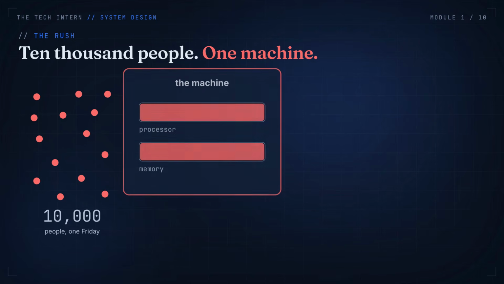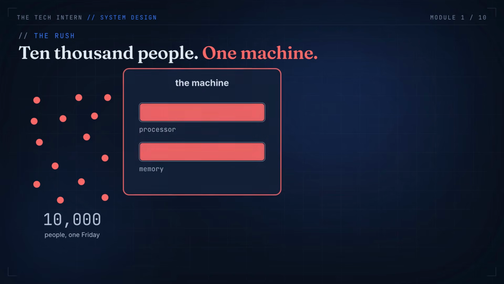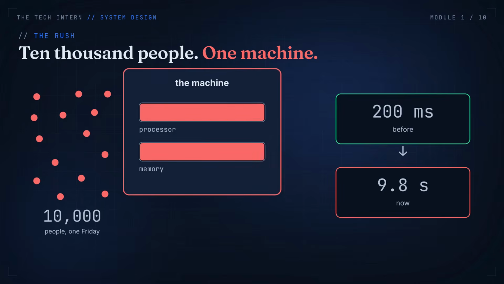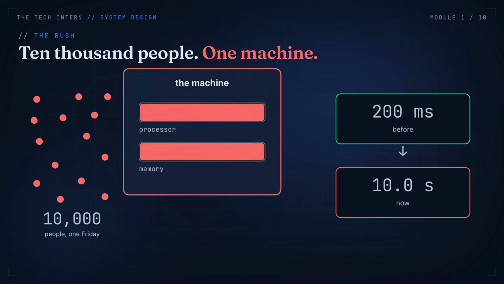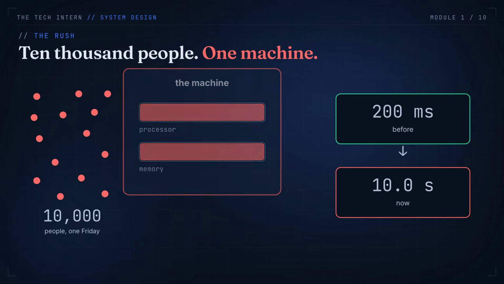And here's what that actually feels like to a user. A page that used to load in 200 milliseconds now takes 10 seconds. Nobody waits 10 seconds for a food app. They close it and order from somewhere else. So the app is broken.